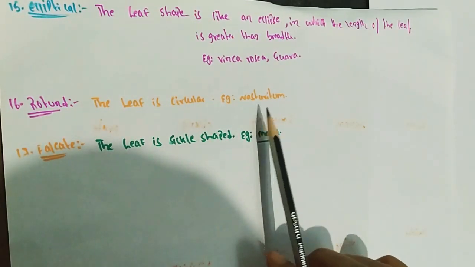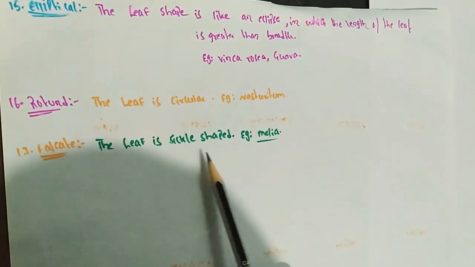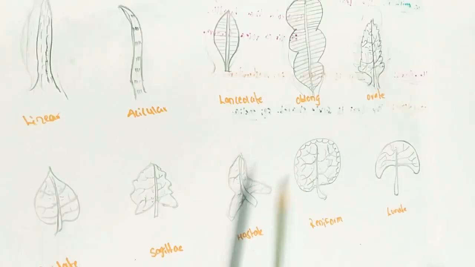Example, Nasturtium. 17th type, falcate. The leaf is sickle shaped. Example, Melia.